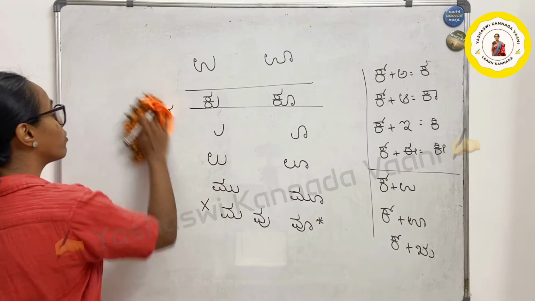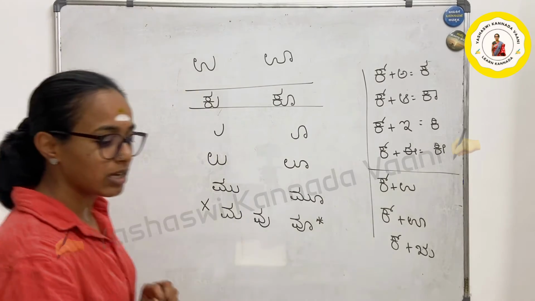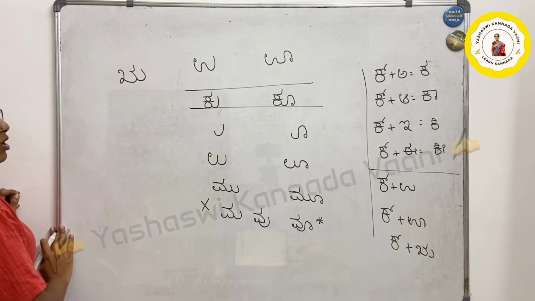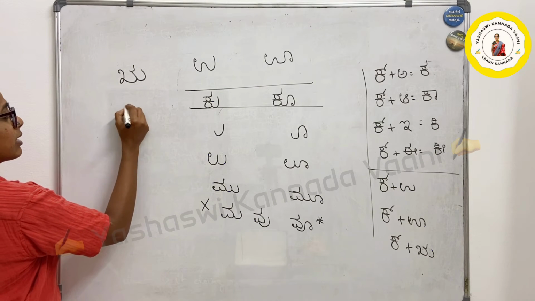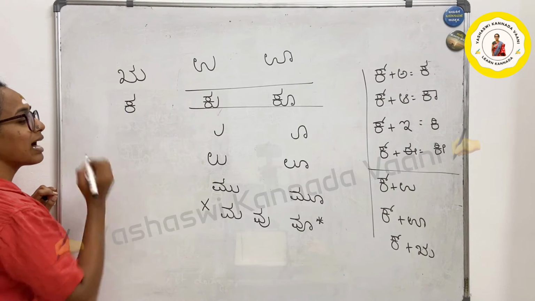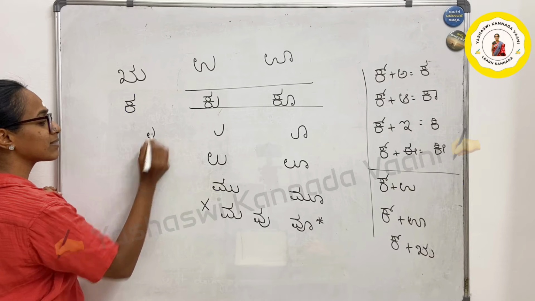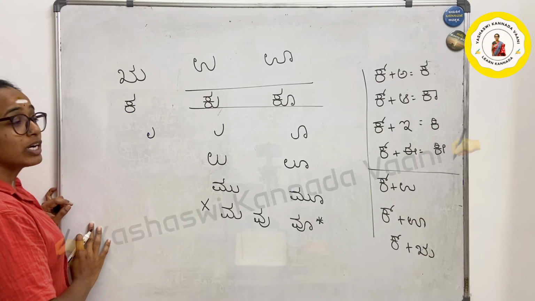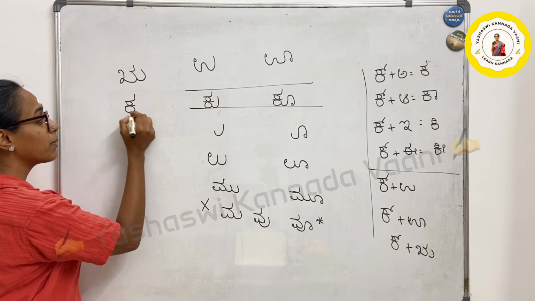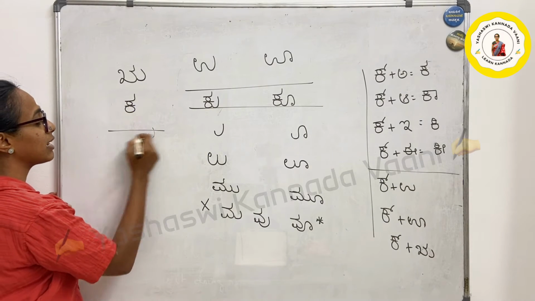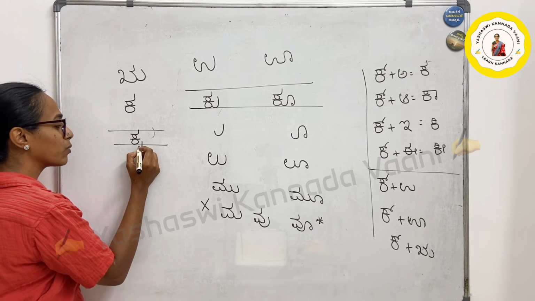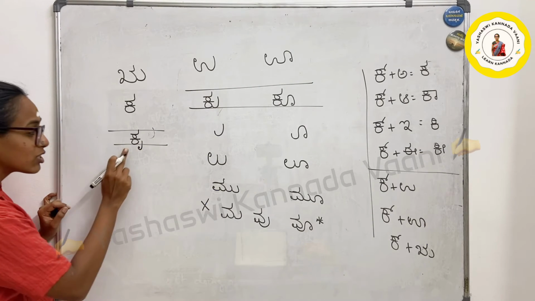Now let me go for the ru sound. Here I have to write ru. So this is my ru. How do I write? This is my ka, and below this you'll add a symbol. The symbol looks like this. Where do I add? I'll add it to the right side of the letter, below the letter. So if this is my line and I'm writing ka here, it becomes kru. This is how you will write.